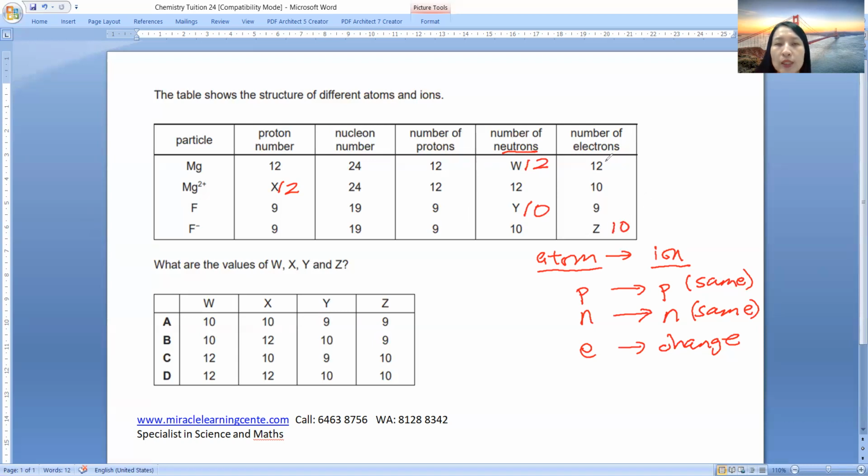Similarly, if you look at this one, magnesium becomes magnesium ion. It has to lose 2 electrons to become 10. So the answer will be 12, 12, 10, and 10, which is answer D.